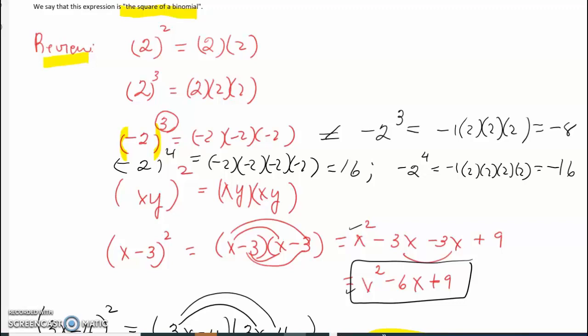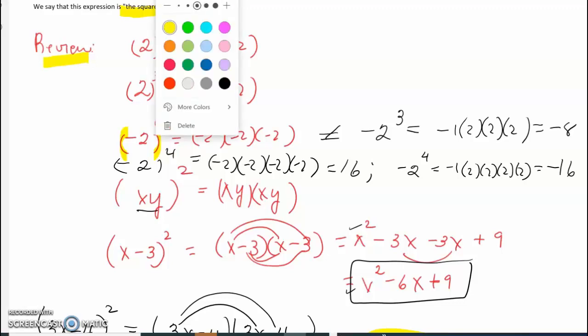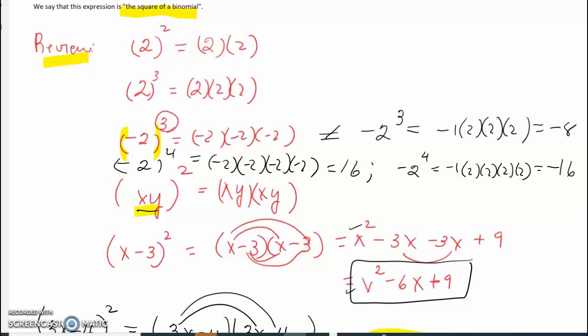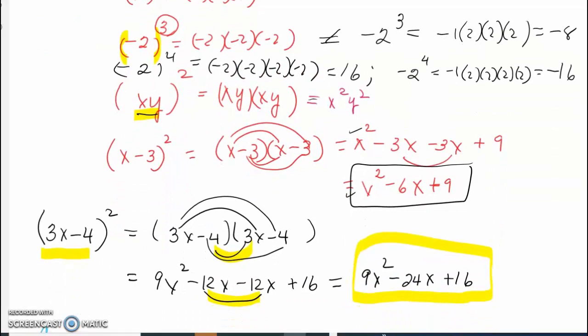If you have the base being xy, and you square it, this means that you're taking the square of this term xy, which means xy times xy, which, if I want to simplify, this would bring me to x times x is x squared, y times y is y squared. Okay, now we get to the square of a binomial.